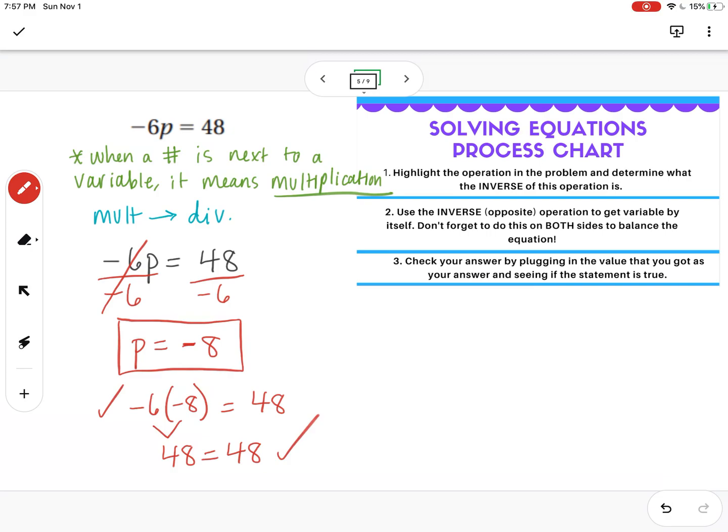And guys, anytime you would know this isn't true is if both sides weren't equal. So let's say we forgot the negative and it ended up saying 48 equals -48. 48 and -48 aren't the same, so we would know we probably made a sign mistake somewhere. Okay, let's do another example.